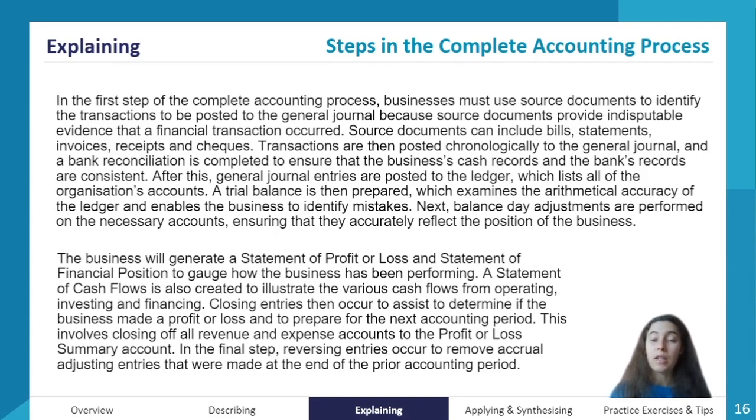And you've got a bit of an explanation about this involving the profit or loss summary account. And in the final step, reversing entries occur to remove accrual adjusting entries that were made at the end of the previous accounting period. So being able to explain things in a little bit more depth than just the sort of dot point steps is handy. So I recommend trying to get your head around what sort of other things that you can provide when you're explaining these concepts. It's really important to be able to do it, but make sure you're practicing your explanations too.